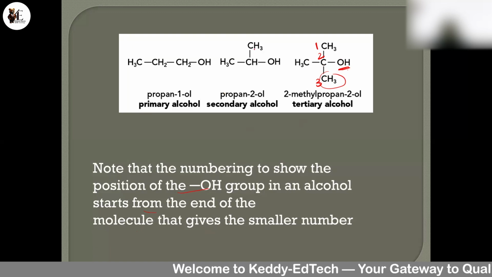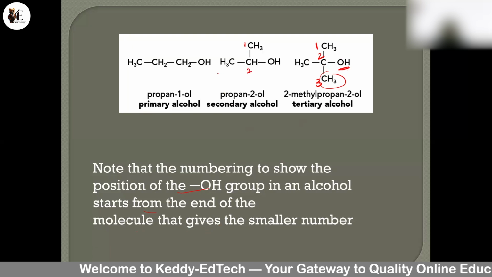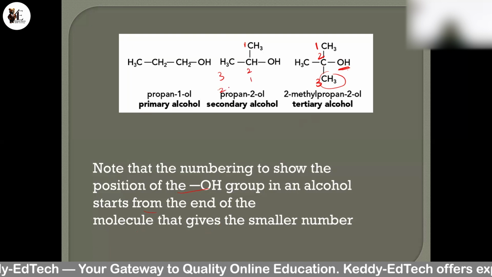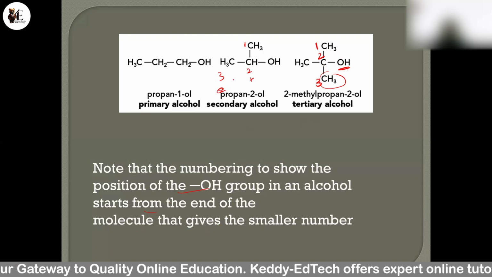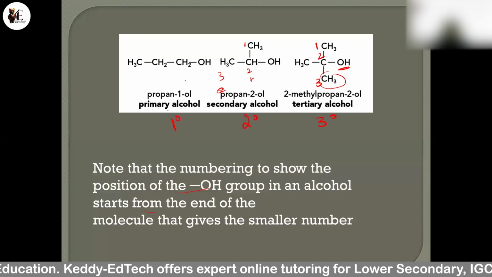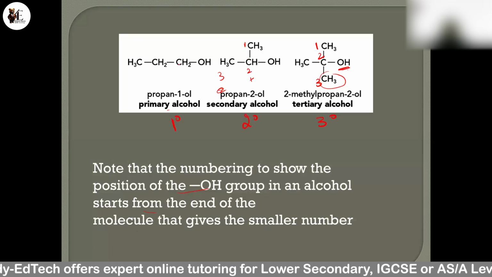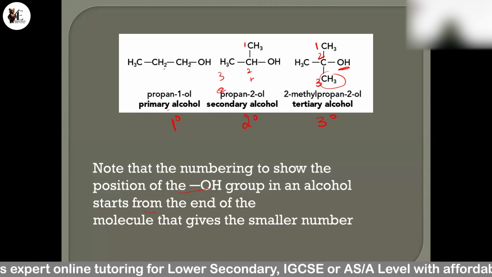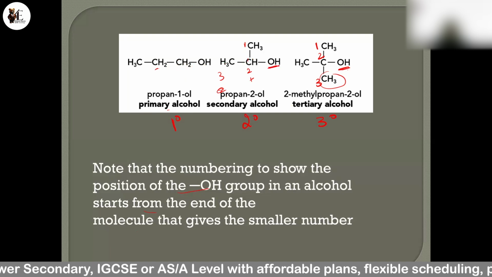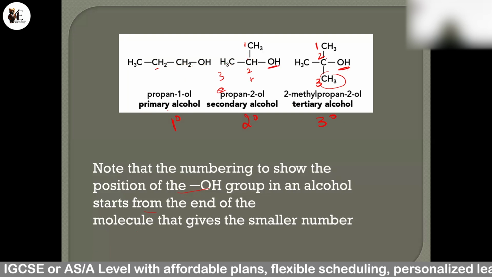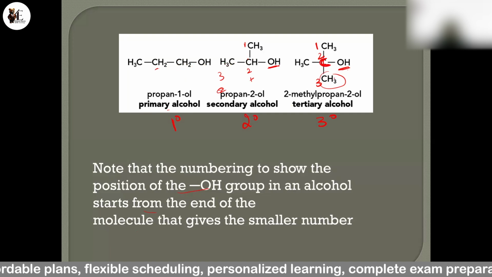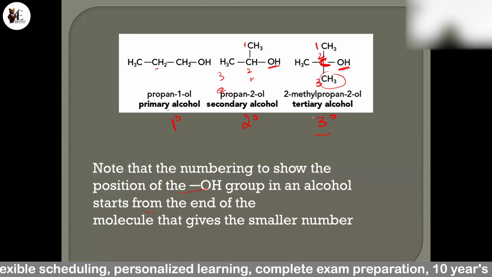So here the counting will start from 1, 2, 3, because the first rule is that you have to see the longest carbon chain. You cannot start like 1 and 2 because this is not the longest chain. So first of all you have to see the longest chain. Then you have to remember about primary, secondary and tertiary alcohol. The carbon which is attached to the OH group, if it is connected to one alkyl group, it is 1 degree. If it is connected to 2 alkyl groups, it is 2 degree. And if it is connected to 3 carbon groups, it is called 3 degree. Okay, write it down.